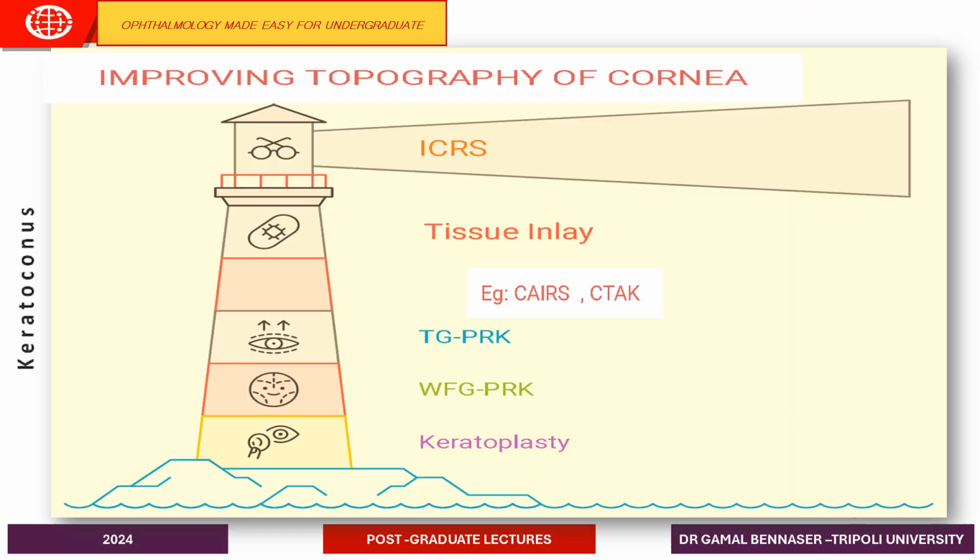Now we will go one step back and remind you what we have said regarding the modalities of managing keratoconus, based on the stability of the topography and improving the shape of the cornea. We have spoken about the intracorneal rings as the synthetic rings, and another option is the tissue layer, which is the CAIRS and the CTAK. We will speak about this in the next slides. As for the other items, topography-guided and wavefront-guided keratoplasty will be in a separate lecture. So in the next slides, I'll mention just a few words about the CAIRS and the CTAK.